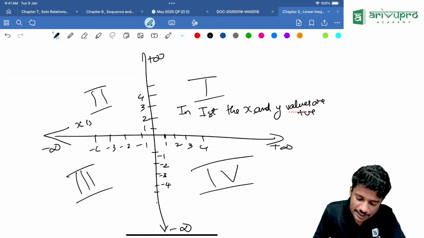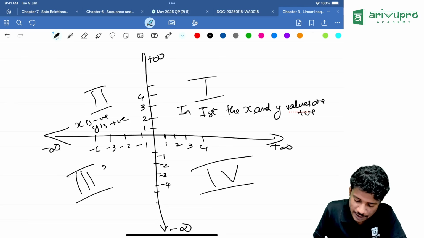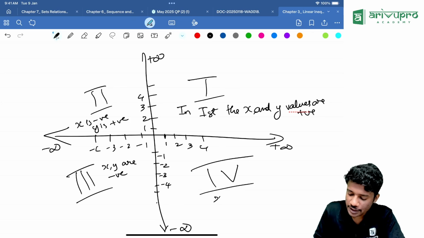X is negative, y is positive. Then in the third quadrant, what is going to happen? Both x and y are negative. Then in the fourth quadrant, what is happening? X is positive, y is negative.